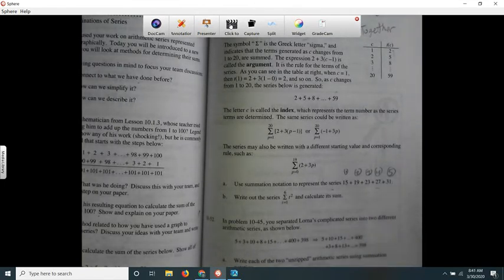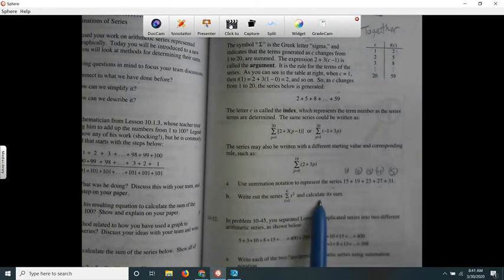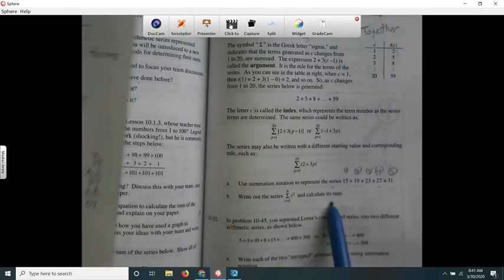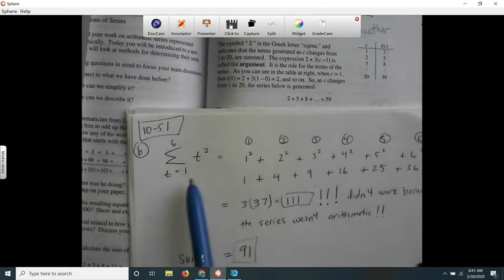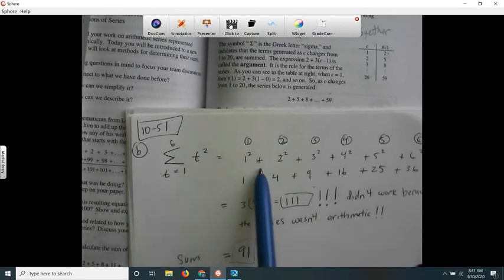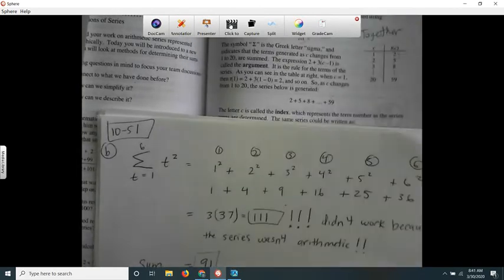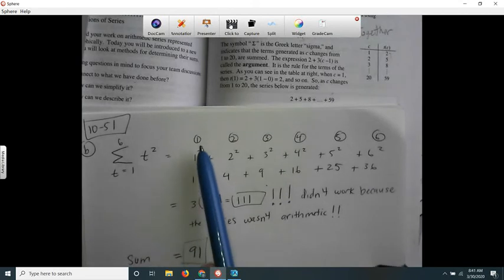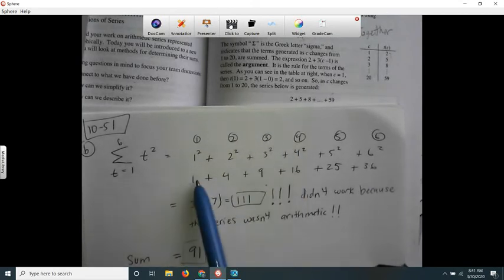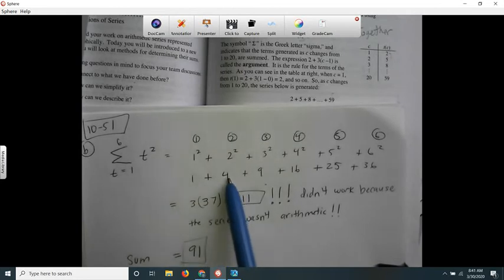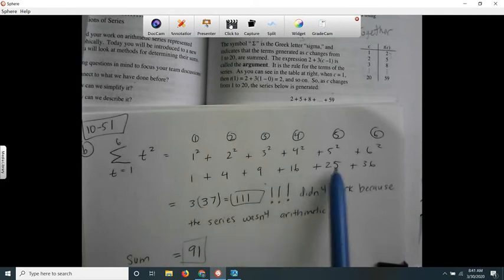Oh, sorry. It's letter B. Write the series out and calculate its sum. So letter B, here's the series. I can generate each term just by plugging this number in for t. T squared. So 1 squared, 2 squared, 3 squared, 4 squared, 5 squared, 6 squared.